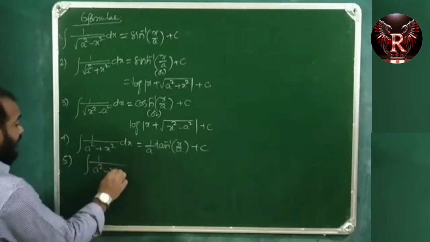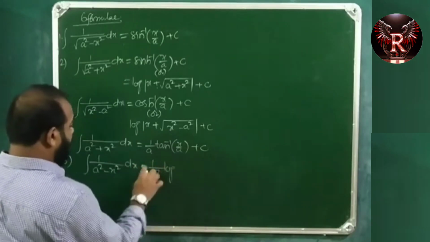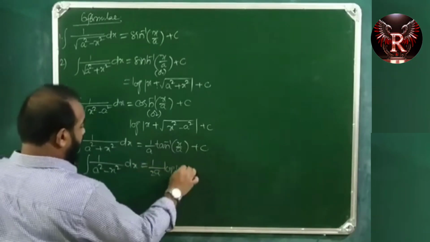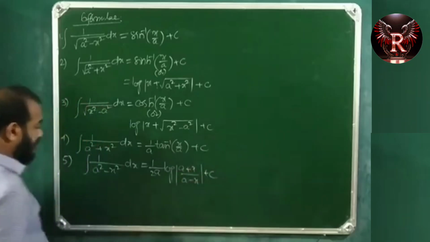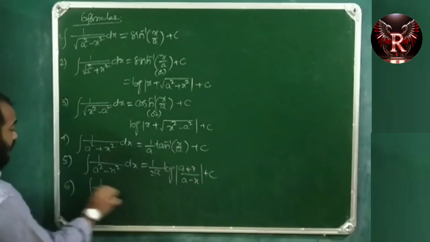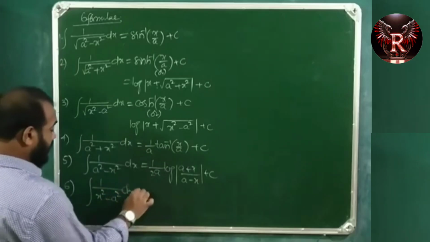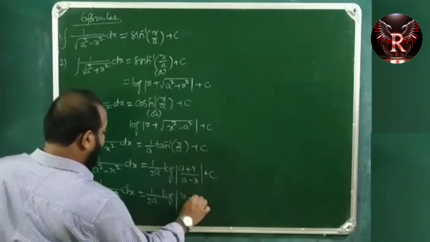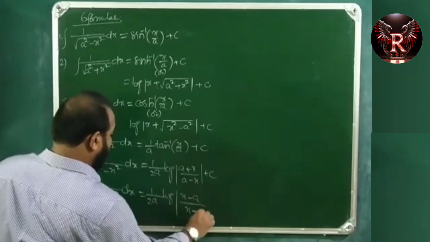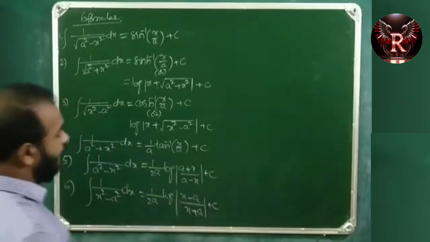Integral 1 by a square minus x square dx is 1 by 2a log mod a plus x by a minus x plus c. Integral 1 by x square minus a square dx is 1 by 2a log mod x minus a by x plus a plus constant of integration c. So these are the 6 formulae.